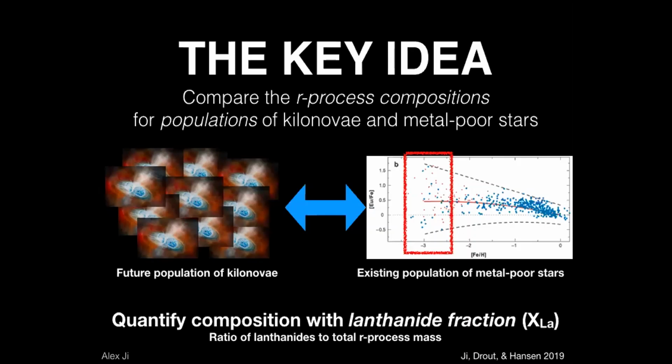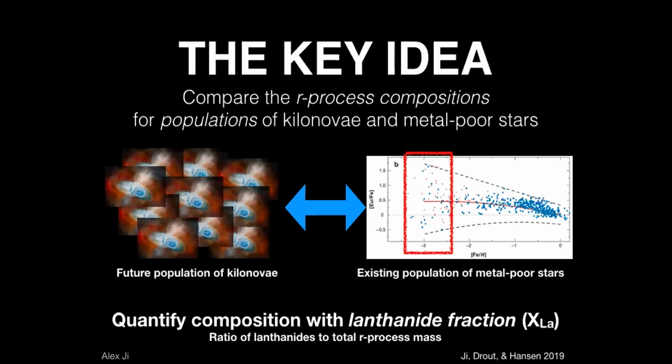We're going to take populations of kilonovae, which we don't have yet, but we will have, and populations of metal poor stars that we do already have. We're going to measure something called the lanthanide fraction, which we can do in both of these systems, and we're going to compare those distributions. This is really the key idea of the rest of this talk.